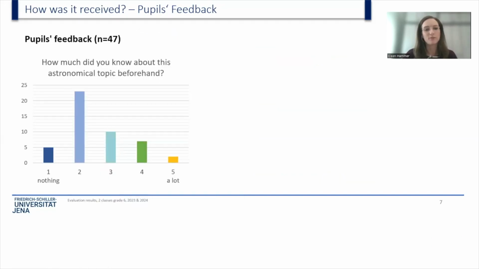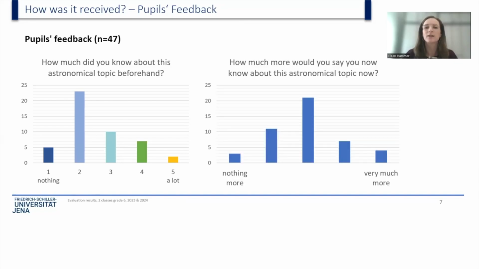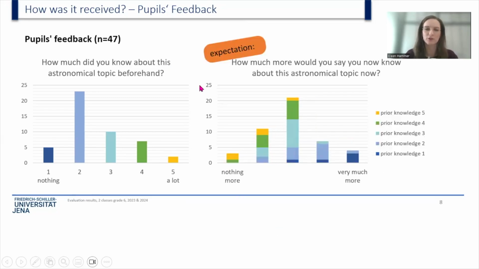I first asked them how much they knew about the astronomical topic before they worked on the math problem. And this is the result of it. And then I asked, how much would you say you learned? How much do you know now more about this topic? And here you can see the result of it. What I expected was, of course, the people who already know a lot, they know nothing more, right? So it should look like this. If you already know a lot, you cannot learn a lot more. If you know nothing, you can learn a lot more by solving this problem.